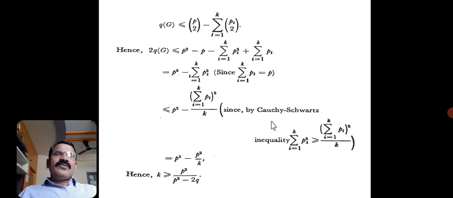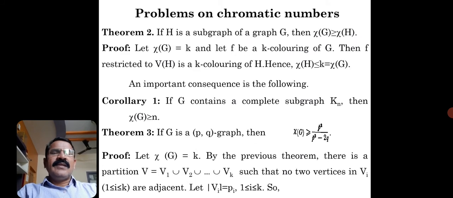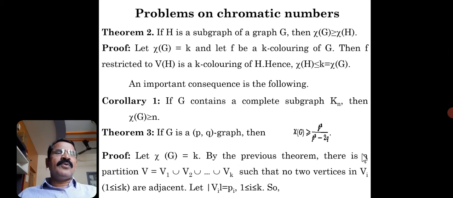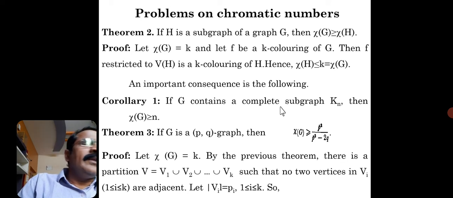Okay, so I think now you got this picture. So therefore, once again let me recall, k is greater than or equal to P square divided by P square minus 2q. So in this way we can conclude the result of the theorem. So what is that? If G is a (p, q) graph, then the chromatic number of that graph is always greater than or equal to P square divided by P square minus 2q. So in this way we have proved the result.